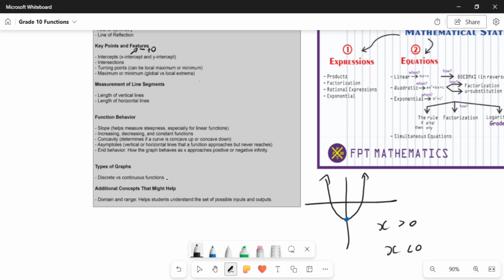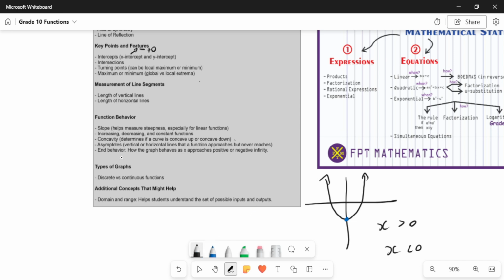The concavity of a function is used to determine if a function is concave up or concave down. This is actually a higher order one, which we'll do at grade 12. But you can predict it from the value of a. If a is greater than 0, you have a concave up function. If a is less than 0, you have a concave down function. But this is actually used more at higher order stuff.